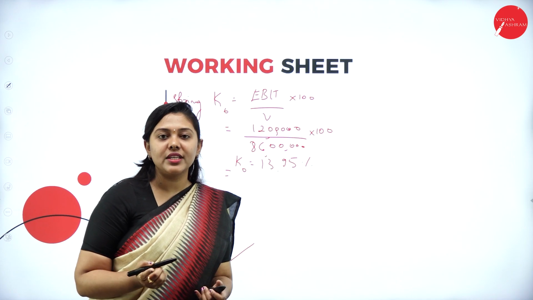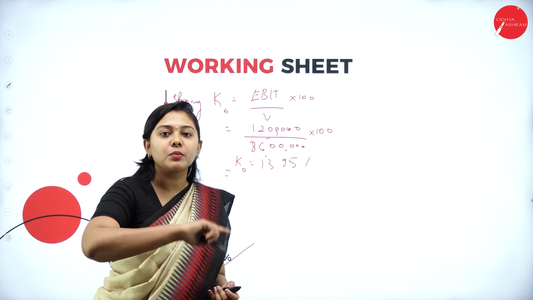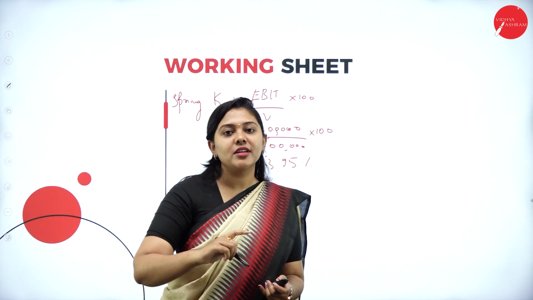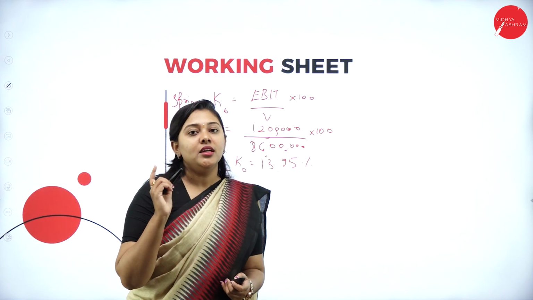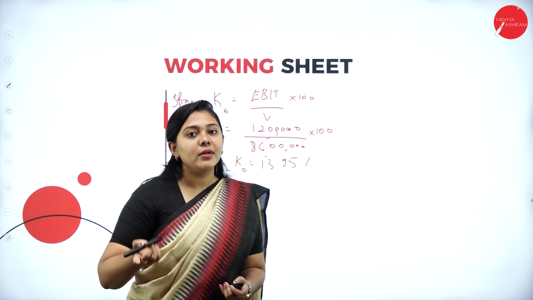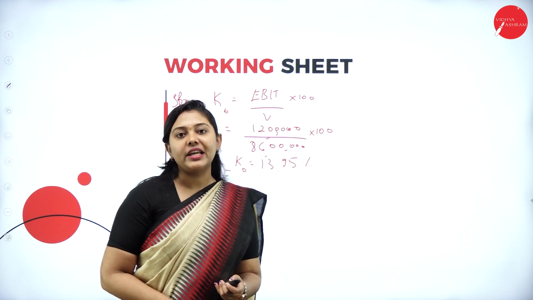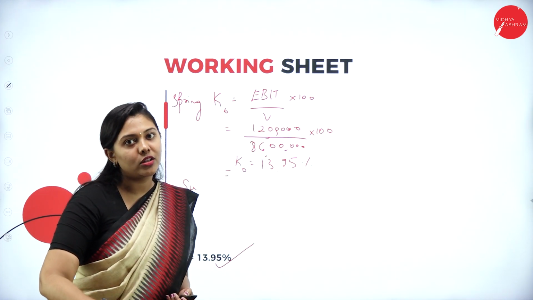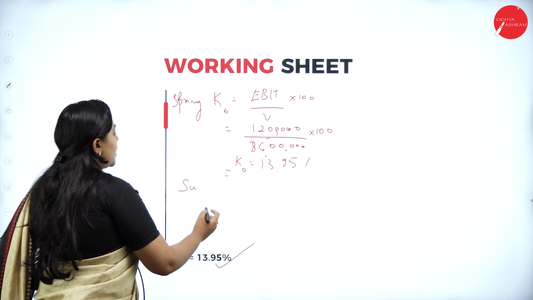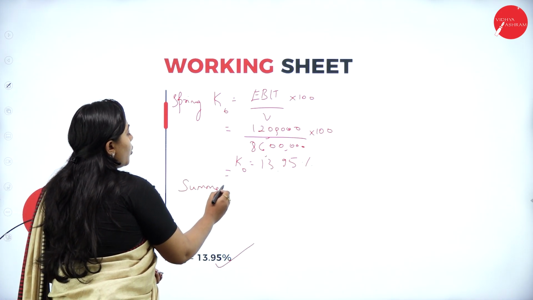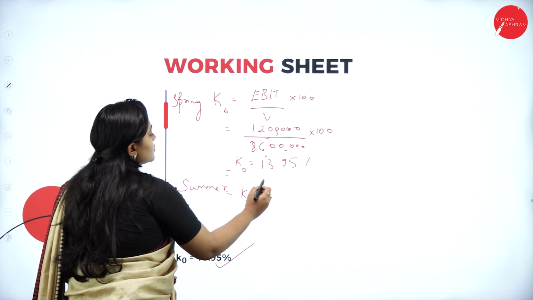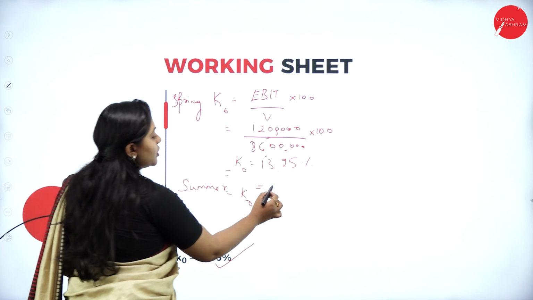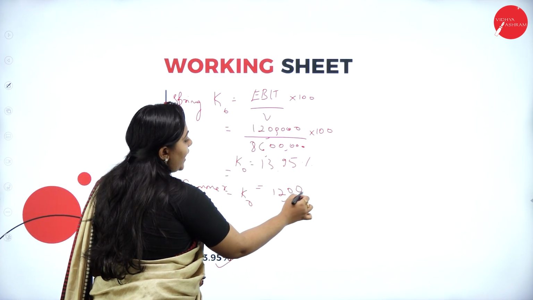Since we have two identical companies, one is Spring Limited, the other Summer Limited. Spring Limited is using only debenture, and your Summer Limited is using only equity capital. So no debenture has to be taken into consideration to solve the problem. So let us look into the Summer Limited overall capitalization rate. The same formula, EBIT will remain the same, 12 lakh.